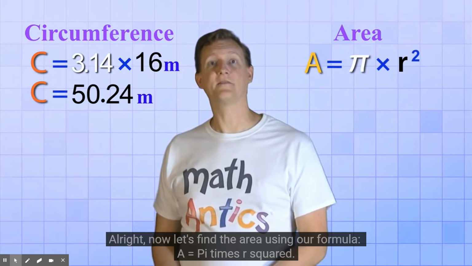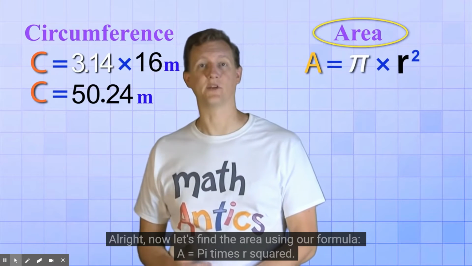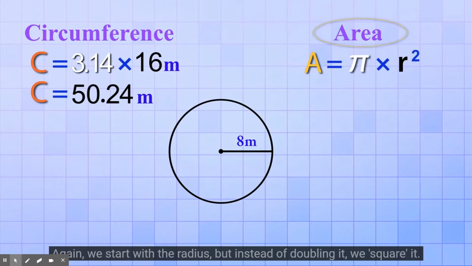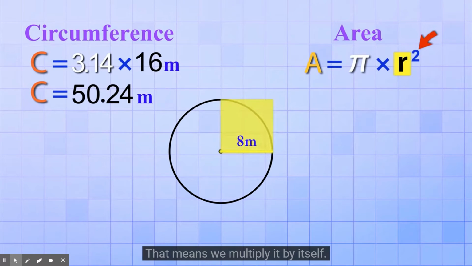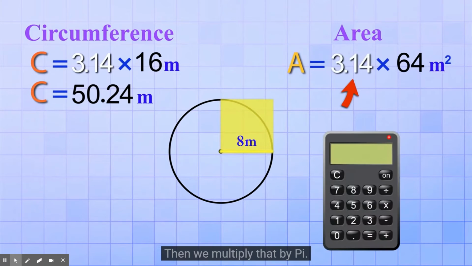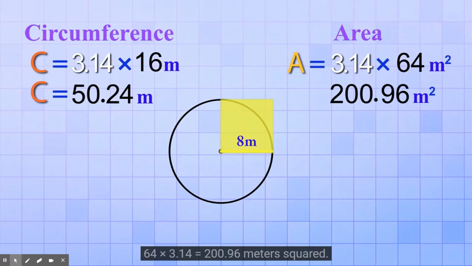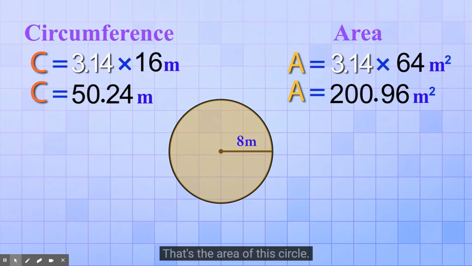All right, now let's find the area using our formula. Area equals pi times r squared. Again, we start with the radius, but instead of doubling it, we square it. That means we multiply it by itself. 8 meters times 8 meters equals 64 meters squared. Then we multiply that by pi. 64 times 3.14 equals 200.96 meters squared. That's the area of this circle.